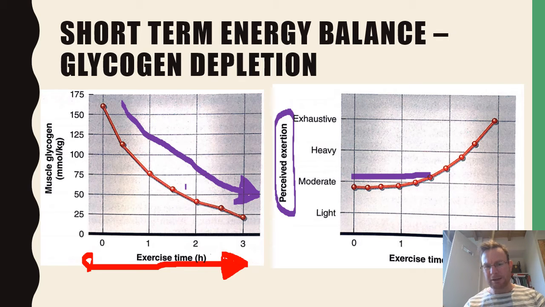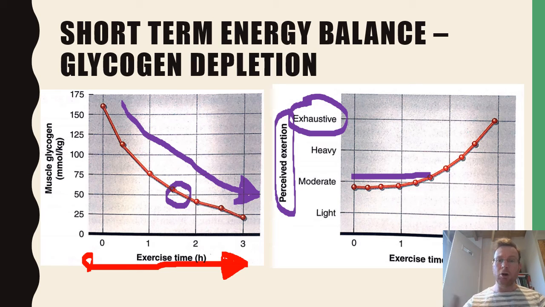But as glycogen stores dipped low, that perception of exertion started to reach into this exhaustive and heavy phase. So what we draw from this is that when glycogen levels are low, feelings of exertion, how hard exercise feels, go up. Even if you've still got a fair amount in the tank, it begins to feel low.